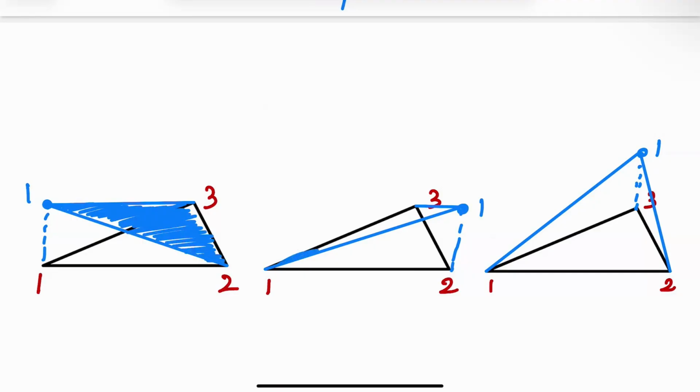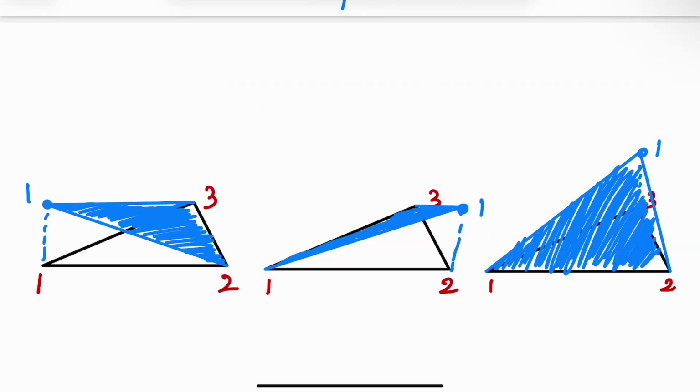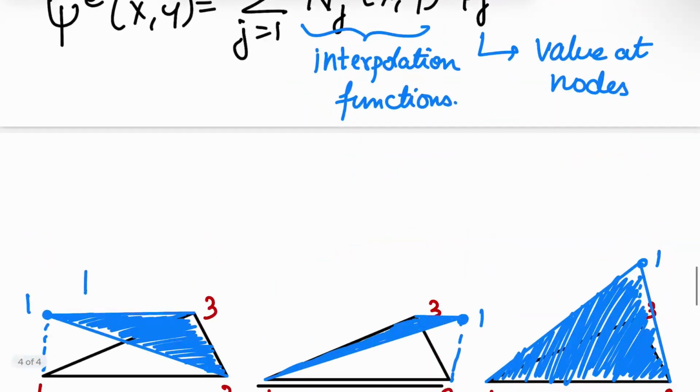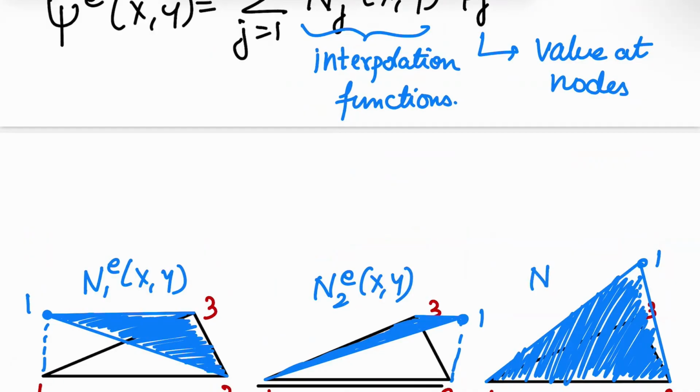That's one plane. This is the other plane. And this is the other plane. Okay, so this is nothing but N1^e(x, y). This is N2^e(x, y). This is N3^e(x, y).